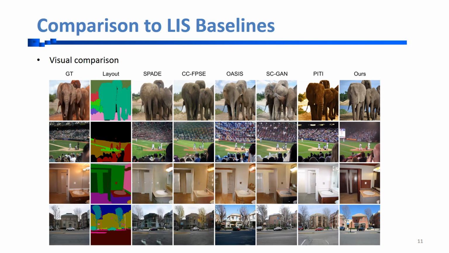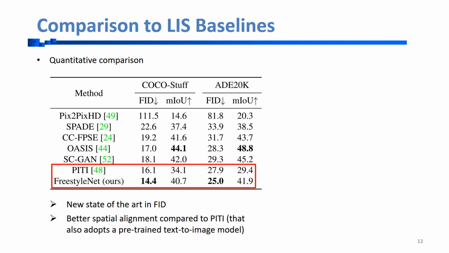We also compare FreestyleNet to some LIS baselines under the in-distribution setting, since generating unseen semantics is beyond the reach of prior works. From the visual comparison, we can see that FreestyleNet consistently produces sharper images with fine details. Quantitative comparison results are provided in this slide. Our method achieves a new state-of-the-art in terms of image quality metric FID.